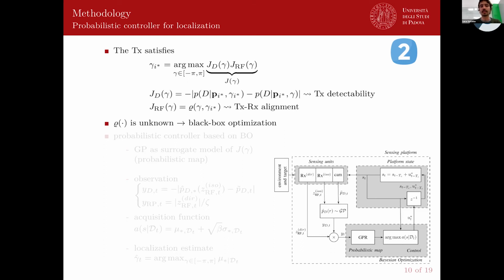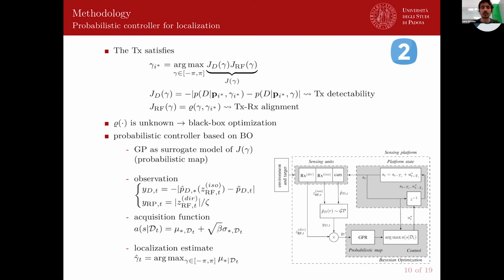Unfortunately, the misalignment function is unknown. So we are tackling a black box optimization. So we proposed a Bayesian optimization approach in which the cost function is approximated with a probabilistic surrogate model, which is also in this case a Gaussian process, which works in this case as a probabilistic map. That's why this approach is probabilistic.